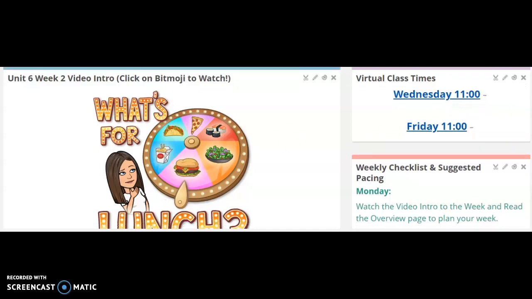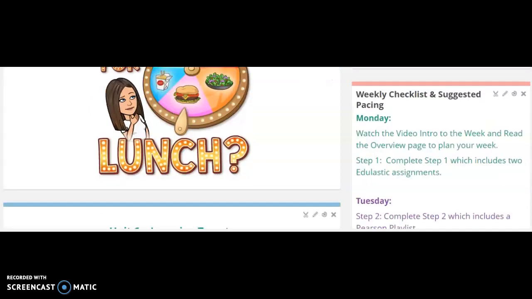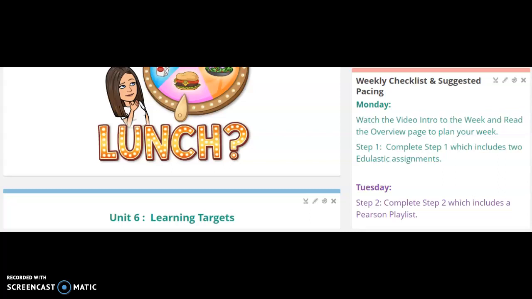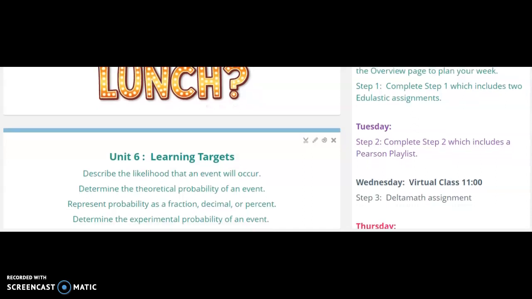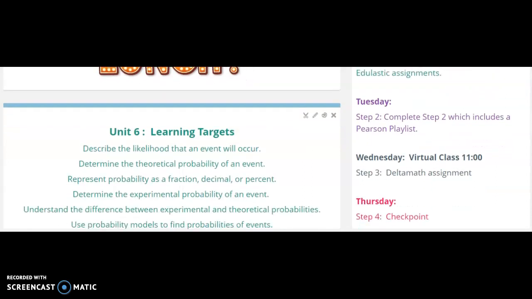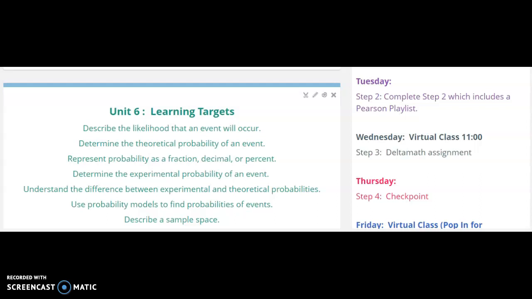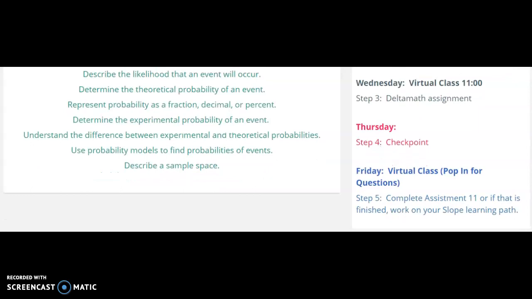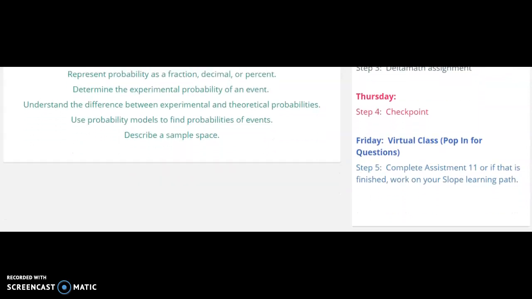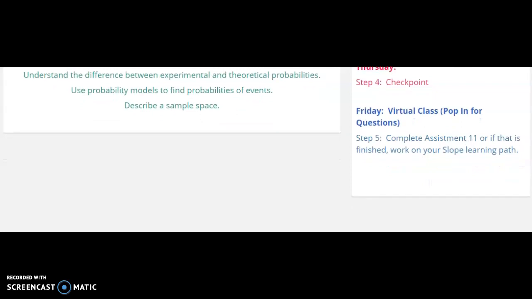Here's my overview page for this week, and you'll see we've got class times on Wednesday at 11 and Friday at 11. Here is your weekly checklist for pacing. Step 1, I suggest on Monday, includes 2 Edulastic assignments. Tuesday is step 2, which includes a Pearson playlist. Wednesday is your virtual class and a Delta Math assignment. Thursday, you have your checkpoint. And Friday, I have a virtual class. Just pop in for questions and complete Assessment 11 or work on your slope learning path.